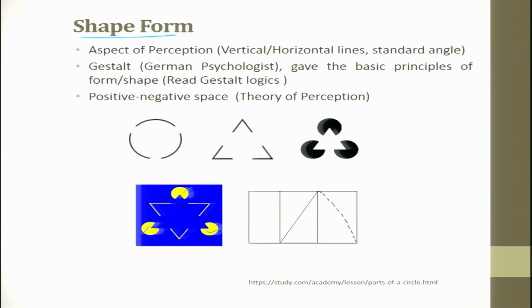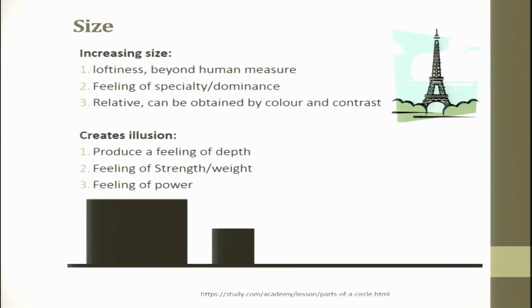The shape forms are aspects of perception. You can have vertical or horizontal lines or standard angles we can use, or Gestalt, which is German philosophy, which gave a basic principle of form or shape. So, read Gestalt logic. Then you can have positive or negative shape, which is a theory of perception. Positive or negative shape means one is above the other, or one is negative, something like a depth feature or a positive feature. So, these are the various shape forms which we try to follow when we do the basics of design.